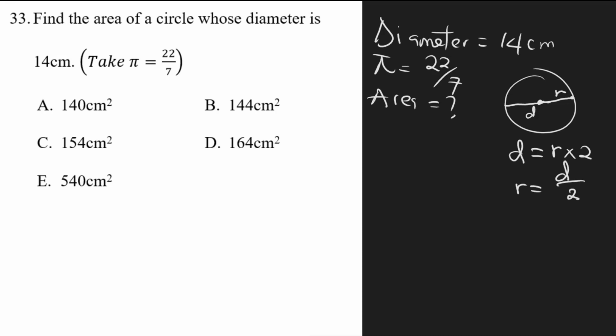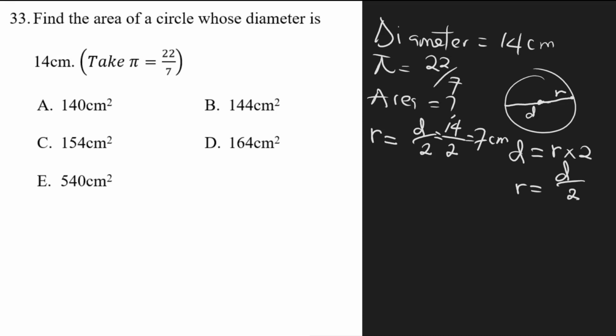So now from this question, we want to get our radius. We can say that our radius now is equal to the diameter divided by 2. And what is our diameter? 14 centimeters. So we're going to say 14 divided by 2, which is what? 7 centimeters.